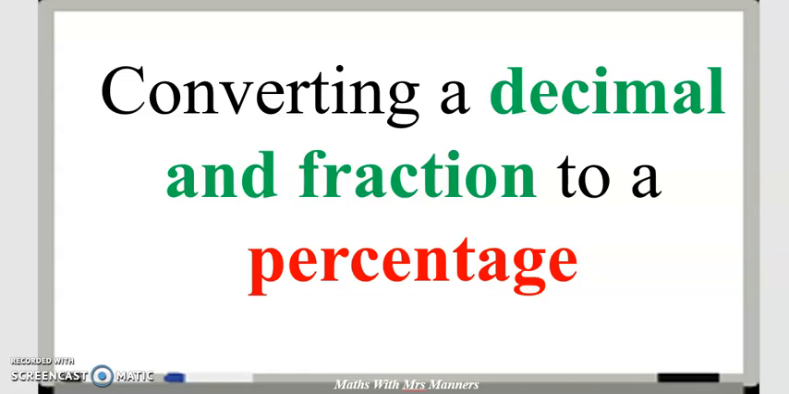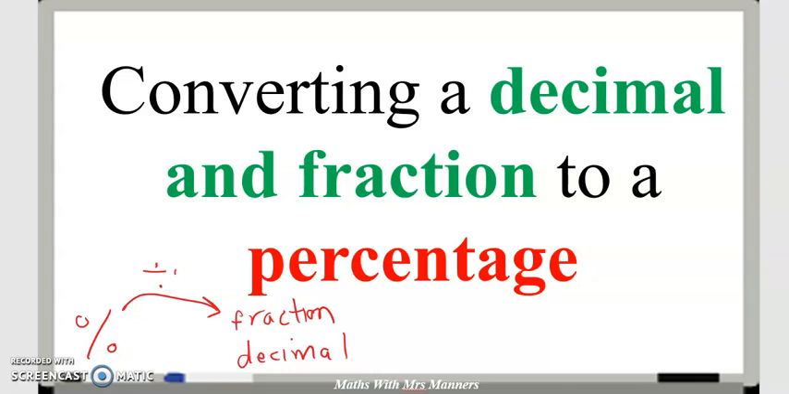This video is on how to convert a decimal and a fraction to a percentage. And in the last video, we drew a little diagram and we saw that when you are converting a percentage to a fraction or to a decimal, well, a percentage is just a number out of 100. So we would divide by 100 or put it over 100. That means the same thing to go from a percentage to a fraction or decimal.